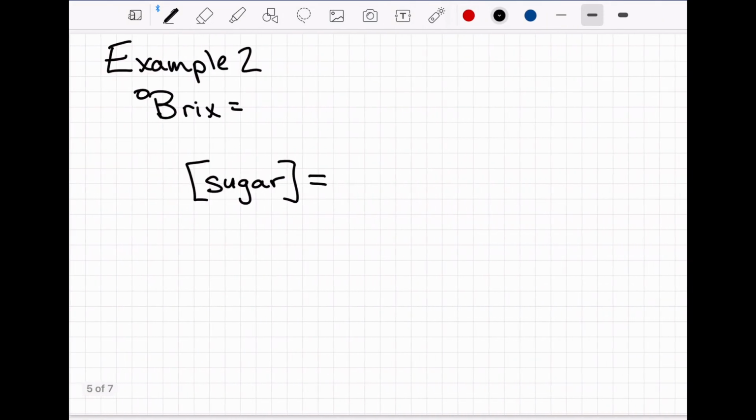Okay, so let's do another example here. This time we'll increase the amount of Brix. I just want to show you how the percent alcohol changes as the Brix changes. So we're going to assume 25 degrees Brix here, and set this up in the exact same way. We'll calculate the grams per liter of sugar first, and then the percent alcohol. So I'm just making a note that we're looking for grams per liter.